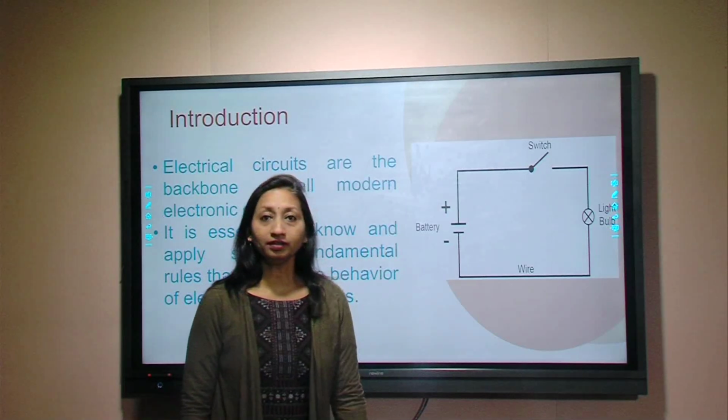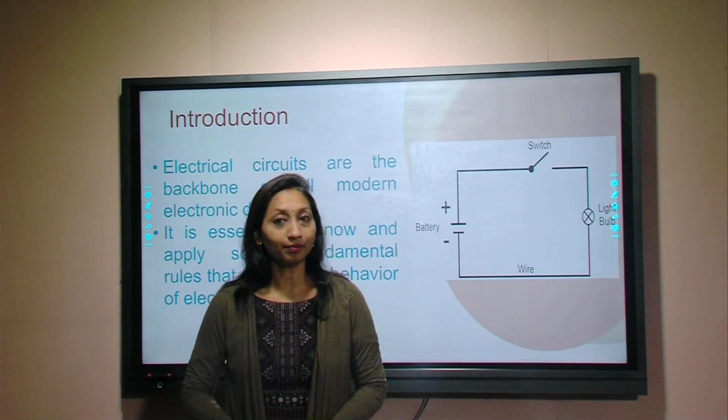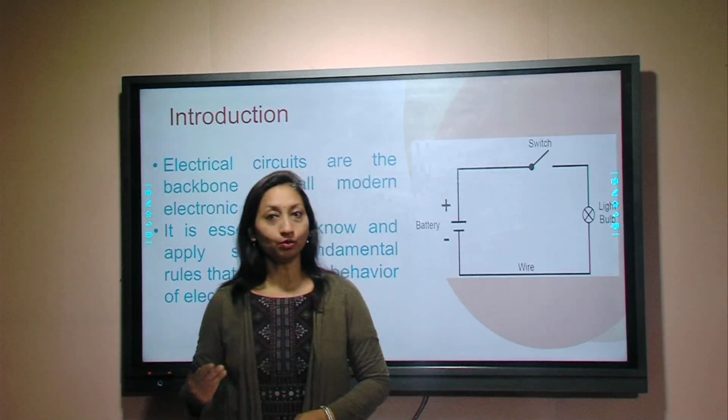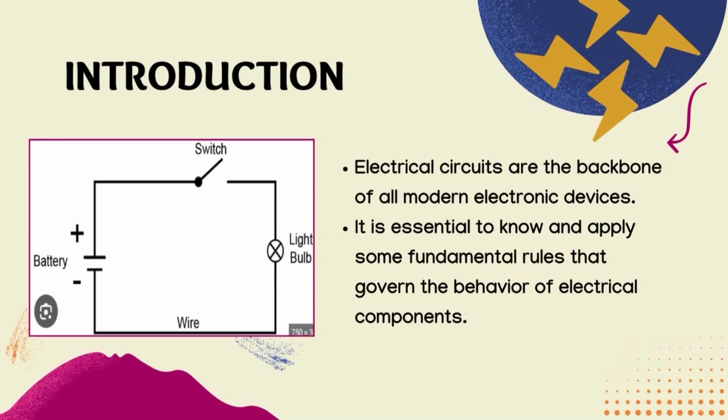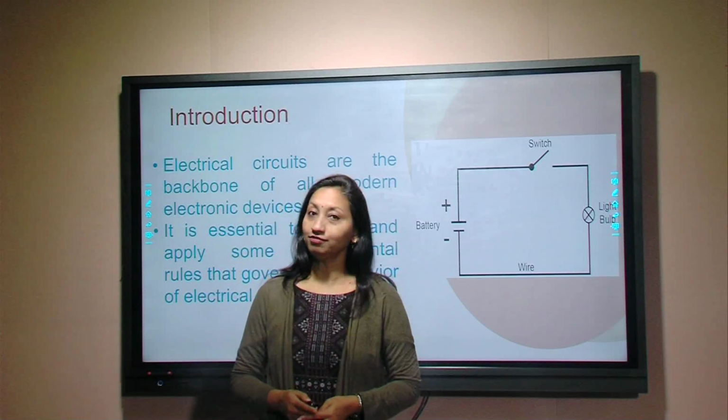Now let us see the fundamental rules of electrical circuits. In the introduction, why do we use electrical circuits? The main purpose of an electrical circuit is to transfer energy from the source to the load. Electrical circuits are the backbone of all modern electronic devices, and it is essential to know and apply some fundamental rules that govern the electrical components. The components that we have discussed are the passive and active components.